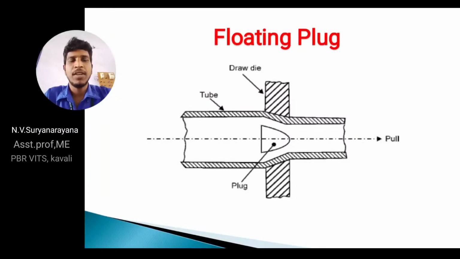But why are we preferring fixed or floating plugs for this process? Because in order to pull the tube through the die, the frictional forces between the walls and the die are increased. In order to reduce or avoid these frictional forces, we are providing lubrication here.